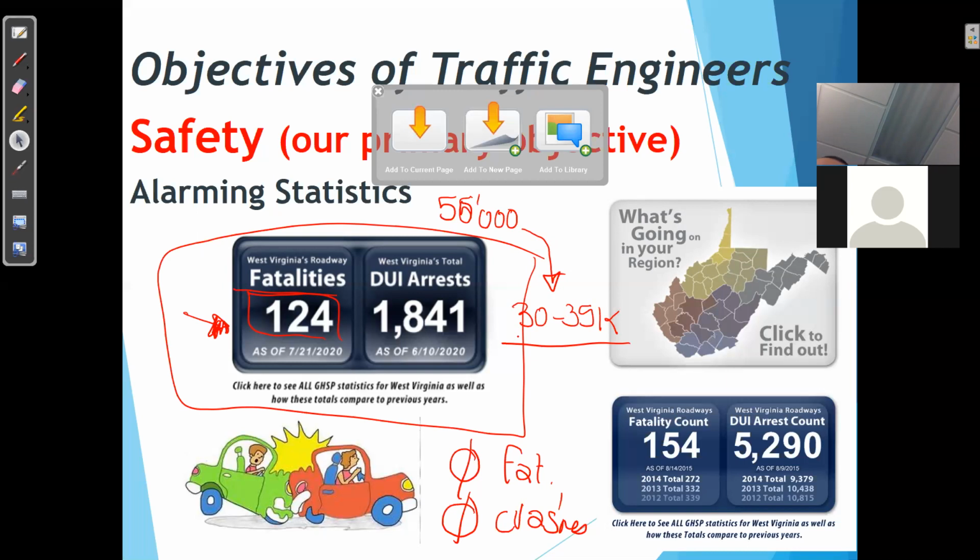One thing I want to note here, we're going to talk about this when we talk about safety in this class. When we try to relate crashes, do we relate it to the number of people? Do we relate it to the number of cars? What do we relate it to? Do we relate it to traffic? How many vehicles on the road? We actually relate it to something called VMT. Vehicle miles traveled.